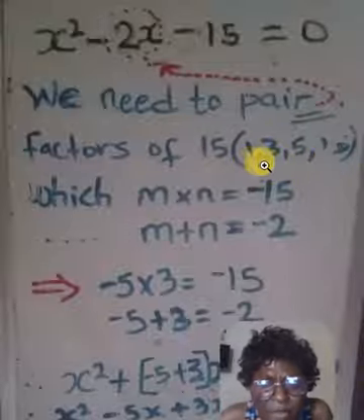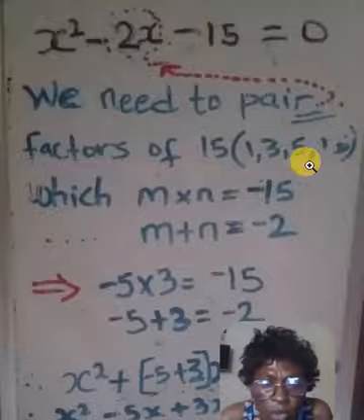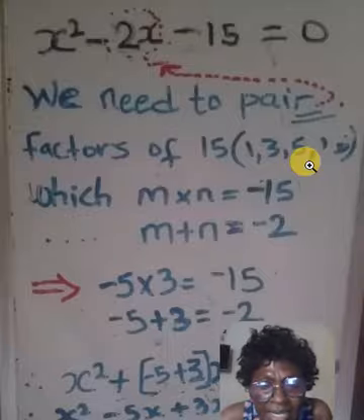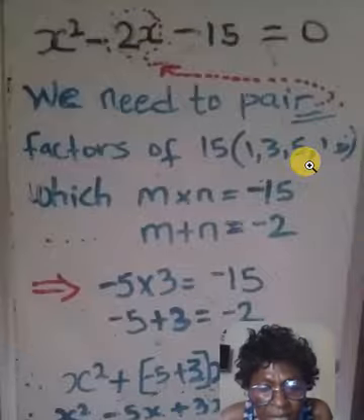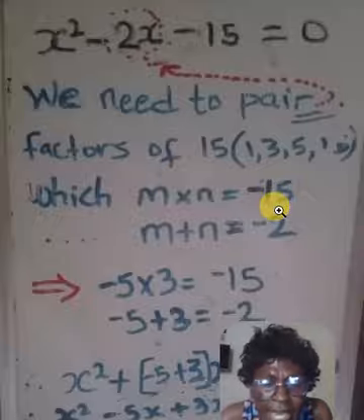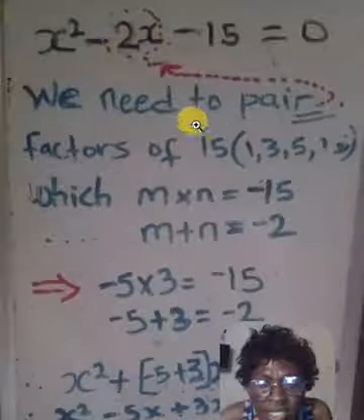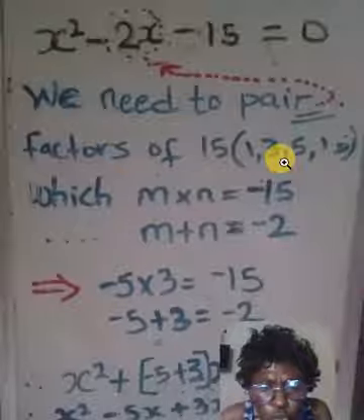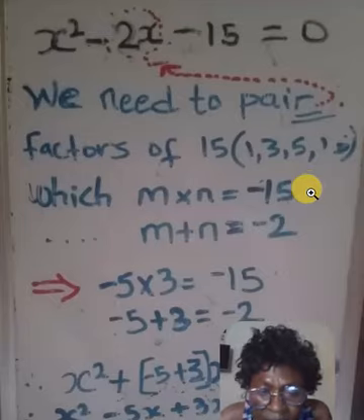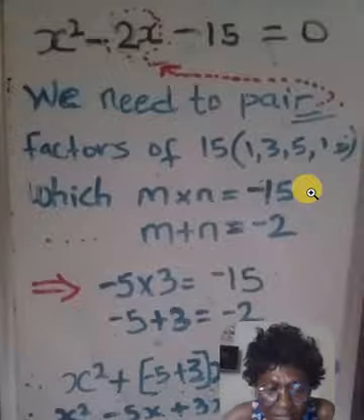So it is from this list of factors that we will pick two numbers, let's say m and n, such that when m is multiplied by n, you get 15. Remember I told you be mindful of the sign. You get minus 15. When m is added to n, you get minus 2. So which two numbers here can satisfy this for us? Your guess is as good as mine. It is number 3 and 5.